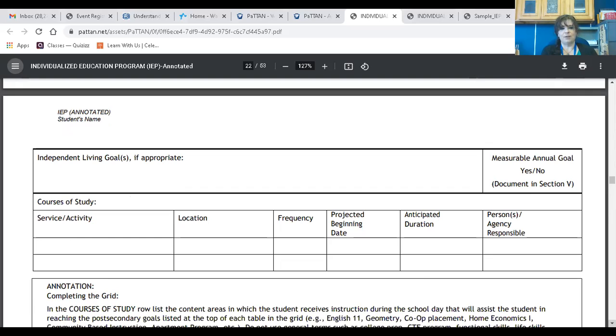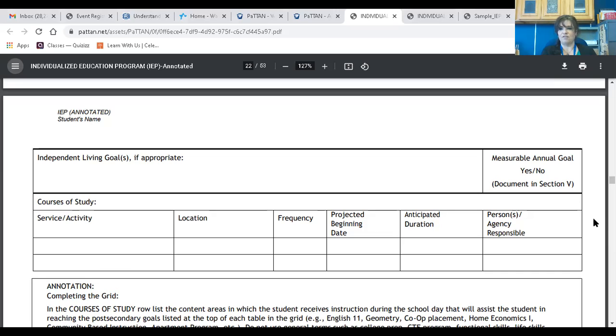The next spot is for independent living goals. A student has to take a transition assessment to determine whether or not a student is in need of independent living goals. If the student is not in need, then you can state that in this area. If a student is in need of that, then you would write what the goal would be, and then a service and activity would need to be included in this.